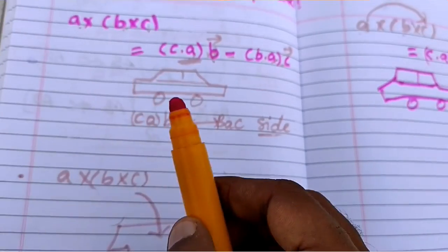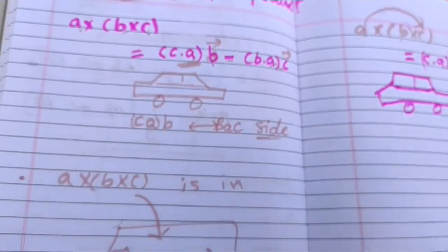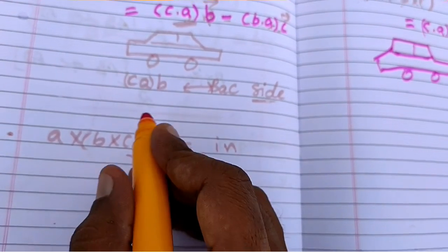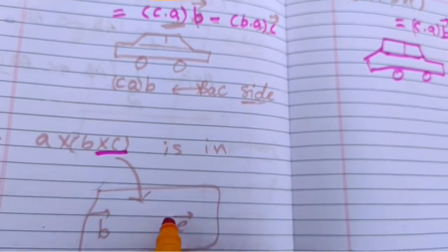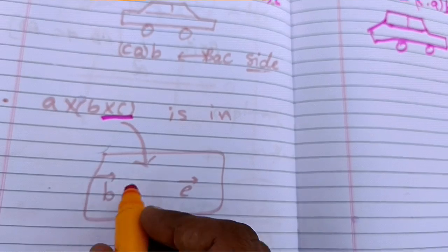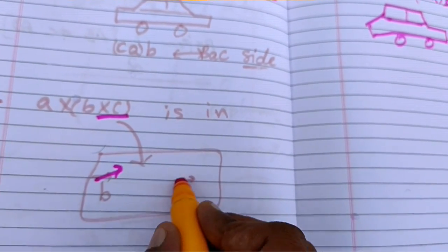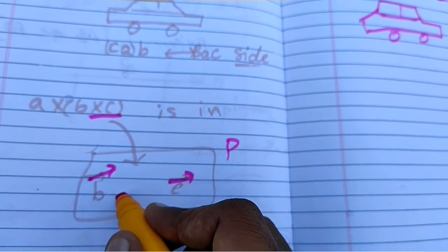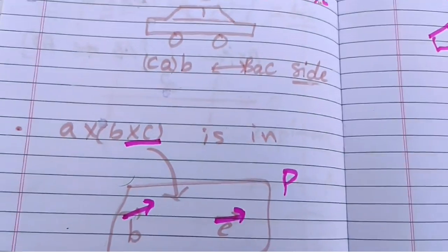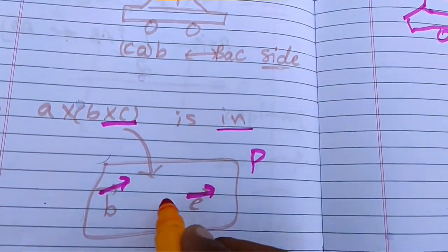If I take the cross product of these three vectors, where will the resultant vector be? It is always in the plane of B and C. Remember, B and C, which are in the bracket, should be in the same plane. If B is on this particular plane, say P, and C is on the plane where B is already there, then A cross B cross C is in this plane.